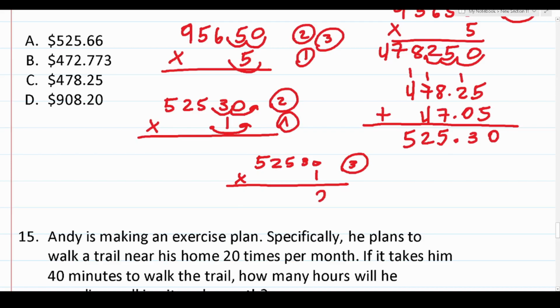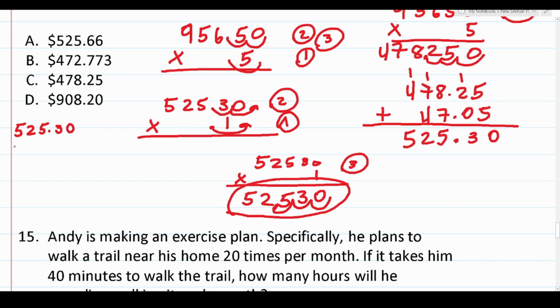1 times 0 is 0. 1 times 3 is 3. 1 times 5 is 5. 1 times 2 is 2. 1 times 5 is 5. Shift our 3 decimals back in. 1, 2, 3. So this is the 10% discount, 52.53. And we've got to subtract that from 525.30. So that's going to look like this: 525.30 minus 52.53.